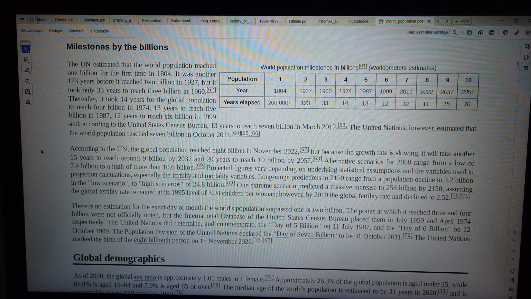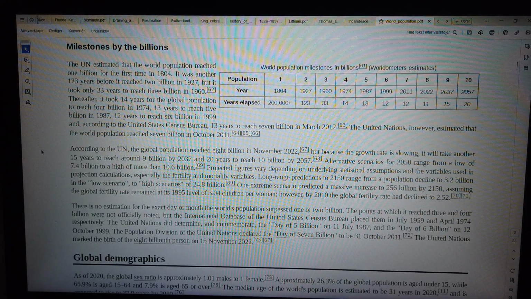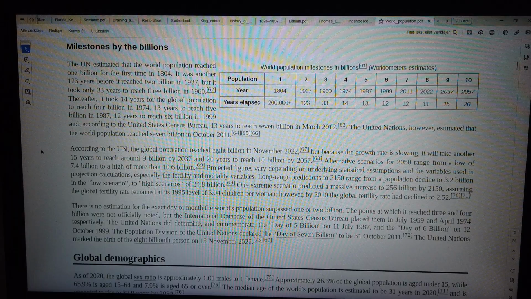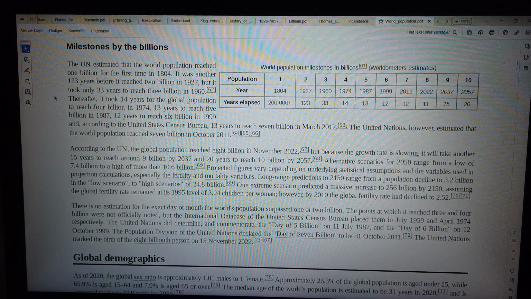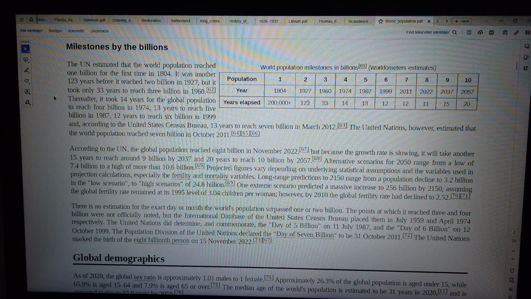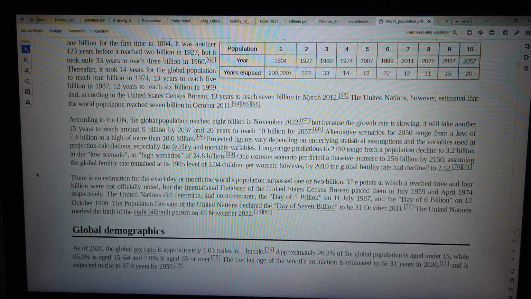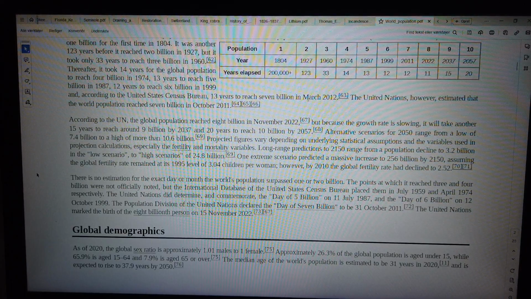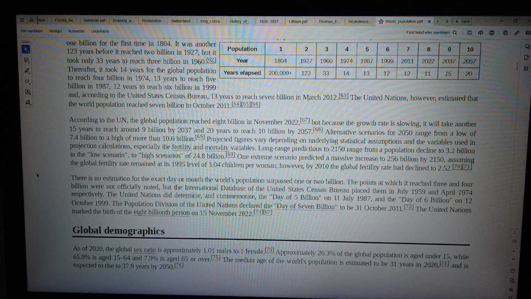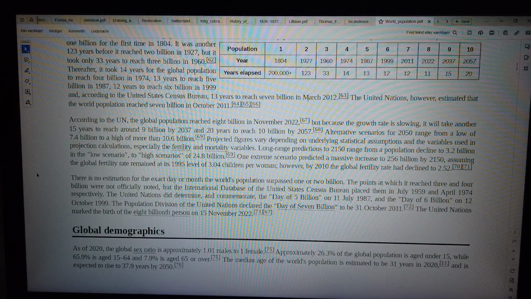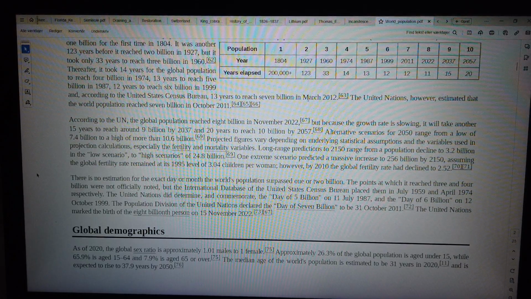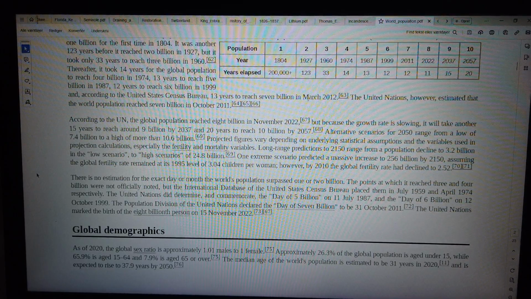68. Alternative scenarios for 2050 range from a low of 7.4 billion to a high of more than 10.6 billion. 69. Projected figures vary depending on underlying statistical assumptions and the variables used in projection calculations, especially the fertility and mortality variables. Long-range predictions to 2150 range from a population decline to 3.2 billion in the low scenario, to high scenarios of 24.8 billion.